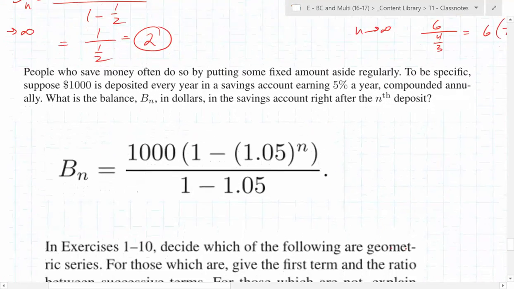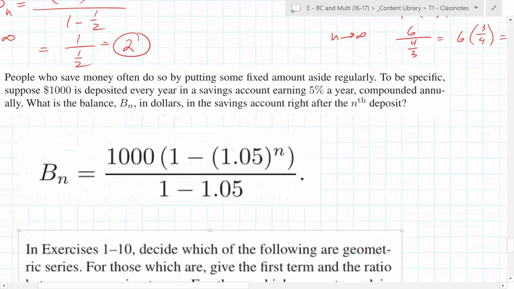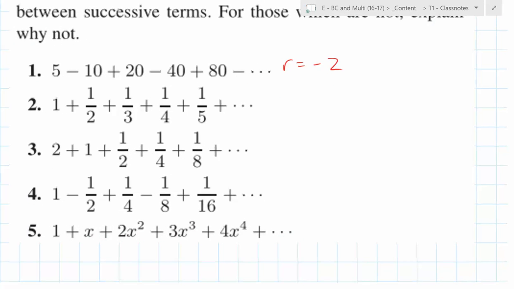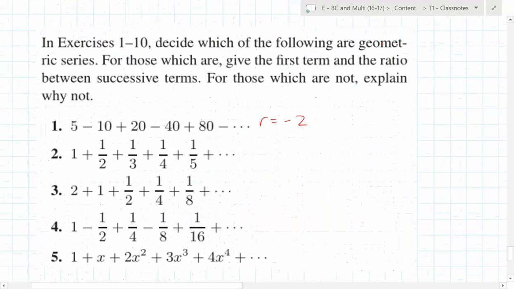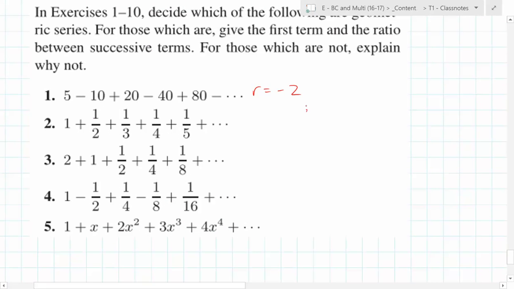So going back to the specific numbers and how this is grounded in reality. Another way this is grounded in reality is saving, which is pretty cool. Number 1, is it geometric? Yes. What is the ratio? Ratio is -2. Oh, it's frozen. Thank you. I'm doing that a lot today. It says, for those which are geometric, give the first term and the ratio. So what's the A value? 5. So you can just circle all these A values. Regardless of if they're geometric, those are the A values, right?